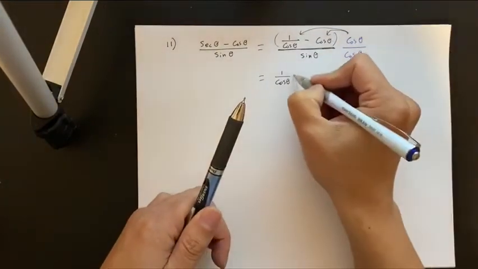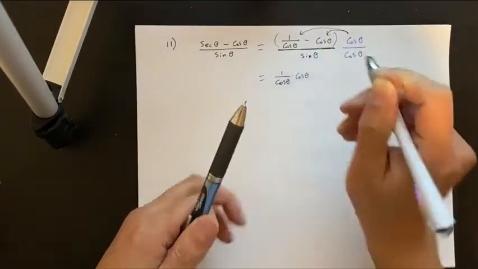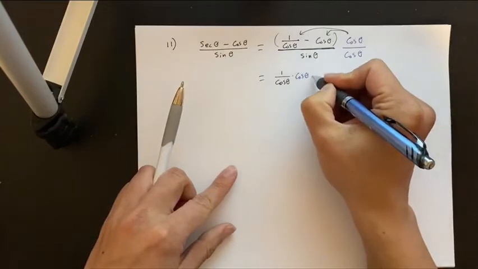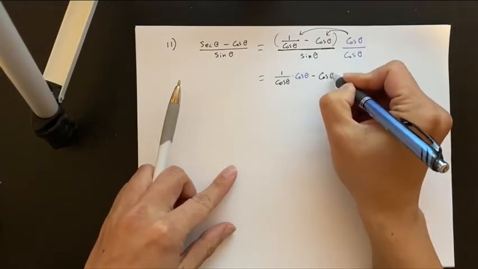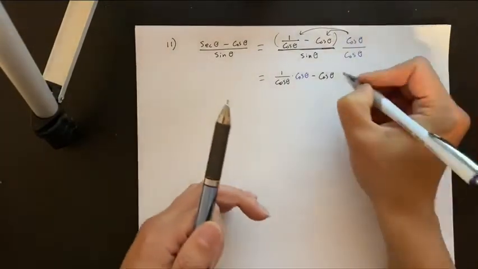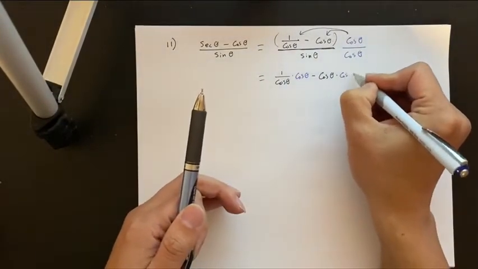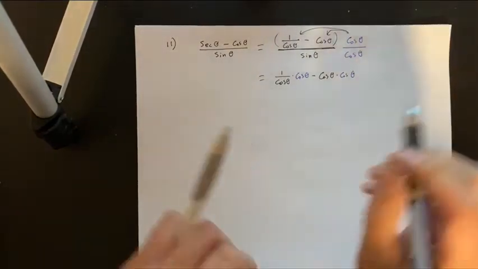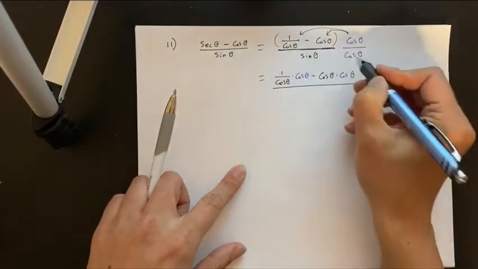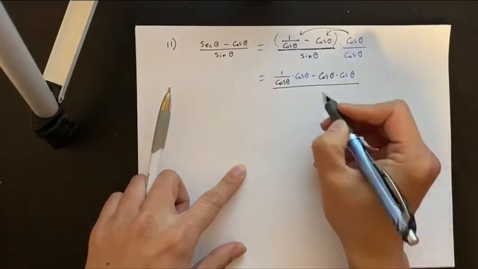So minus, and this is the cosine theta inside, but you'll multiply by another cosine theta, and that's this guy. And it's all divided by sine theta times cosine theta.